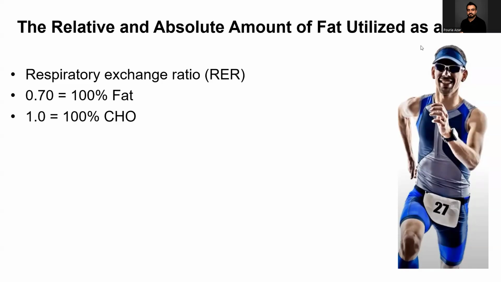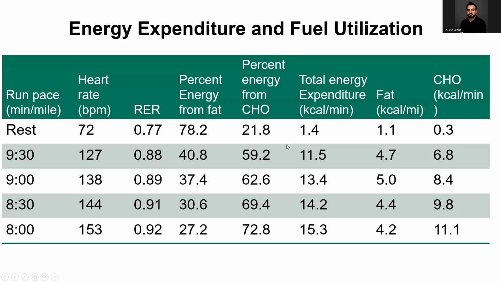So, respiratory exchange ratio has a formula. It divides the amount of carbon dioxide produced by oxygen consumption. That's how we measure respiratory exchange ratio, and it gives us numbers. So here is the summary of different levels of running pace and the RER.